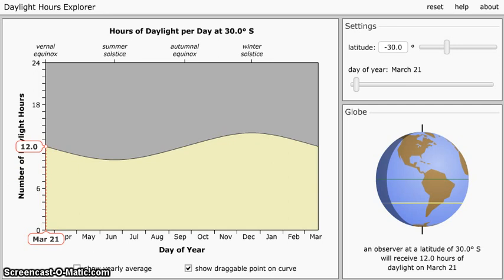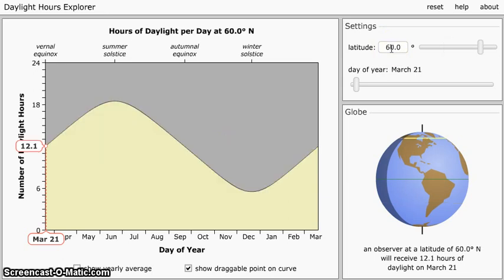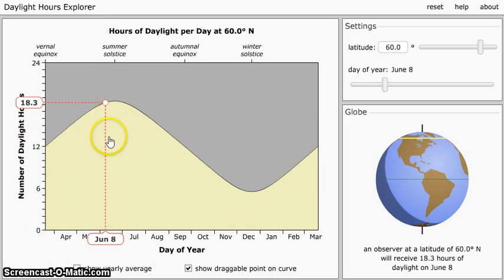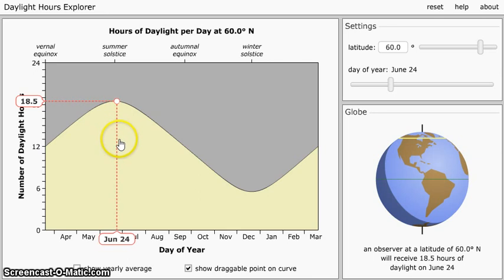All right, the next latitude that we're going to look at is 60 degrees north and 60 degrees south. All right, 60 degrees north. March 21st, we're going to have 12.1 hours. So basically, we're still at 12 hours because it's an equinox. But notice that the graph is even curvier than it used to be. By the time we reach the June solstice, the summer solstice for us here in the United States and the Northern Hemisphere, we're having long days, 18.5-hour days.